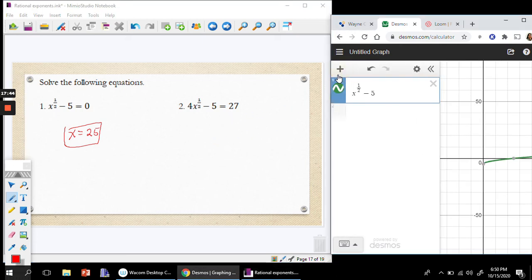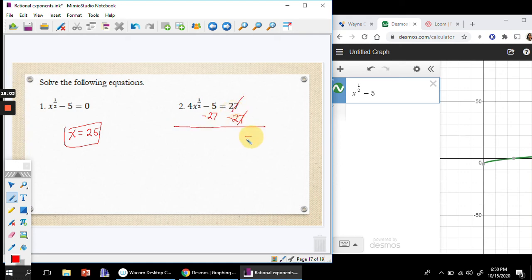Okay, let's have number 2. For number 2, you have 4x raised to 1/2 minus 5 equals 27. I've said earlier that it should be equal to 0. So to make this 0, we are going to subtract it by 27. You also do that on the left side. So this becomes 0, right? So you have 4x raised to 1/2 minus 32, because negative 5 minus 27 is negative 32.